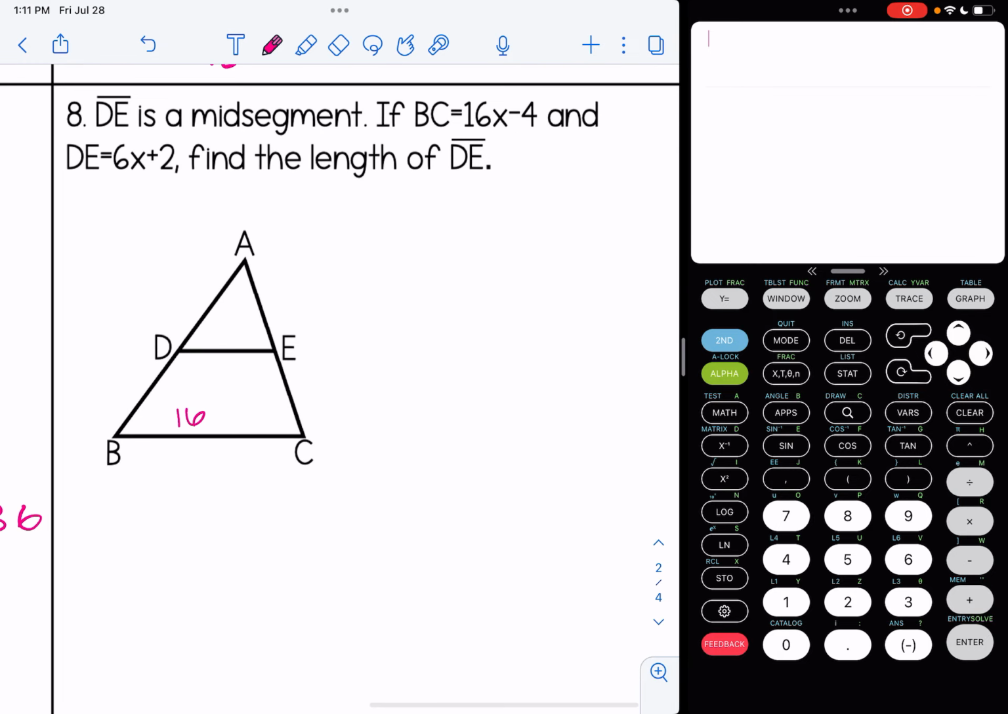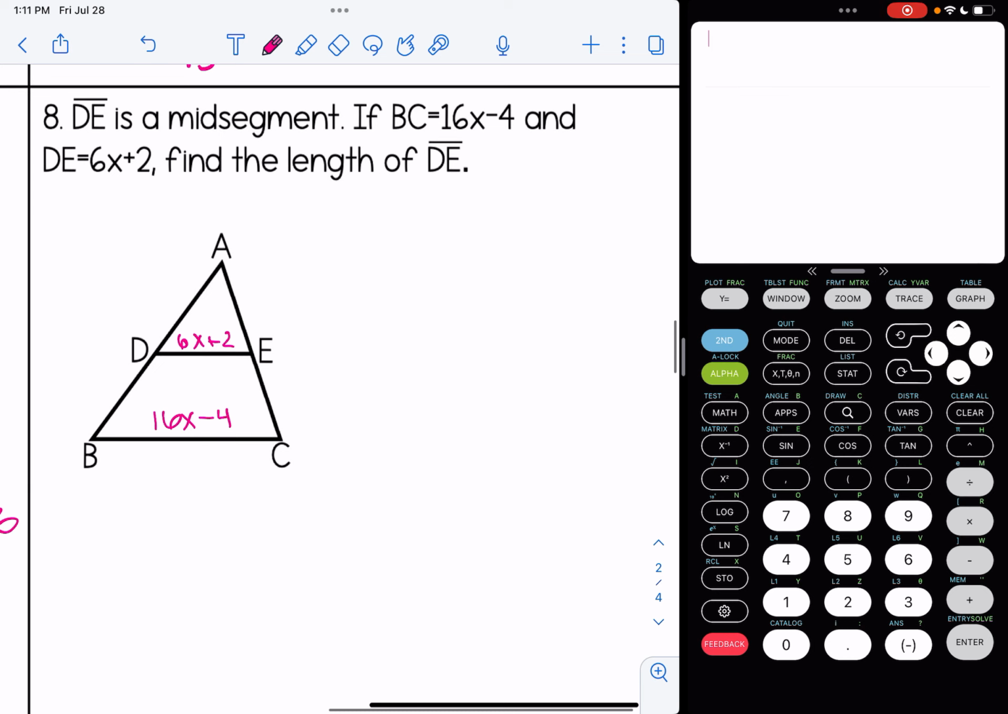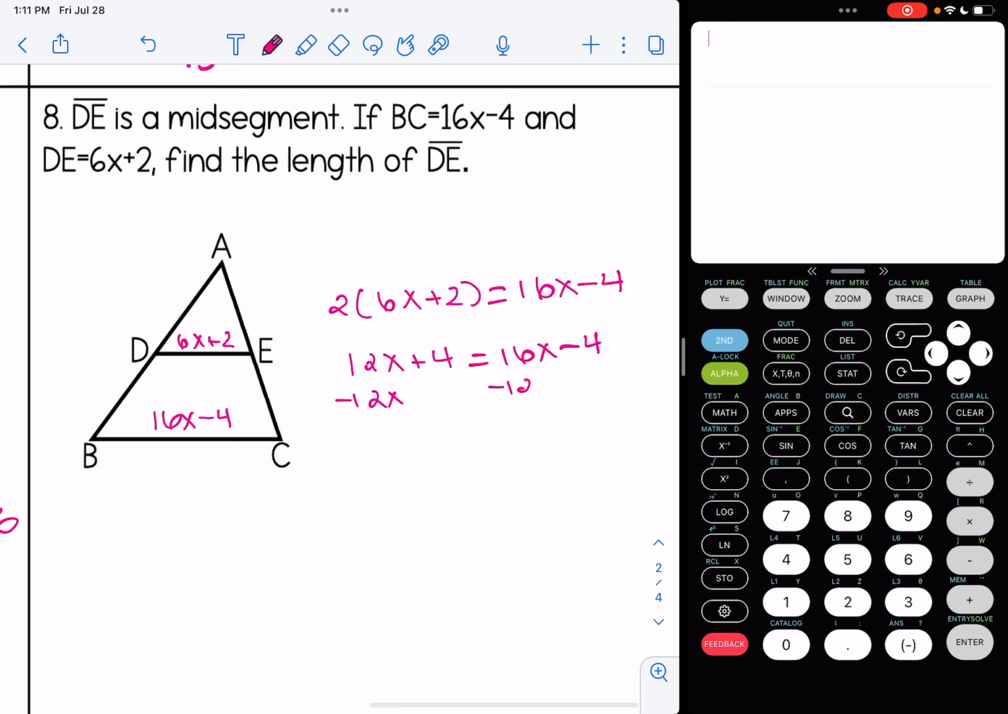All right, last question and last little look at midsegments here. If BC is 16x minus 4 and DE is 6x plus 2, find the length of DE. Let's do this the same way. Let's double the length of the midsegment and set it equal to the parallel side. So I have 12x plus 4 equals 16x minus 4. And now we're just going to solve here.